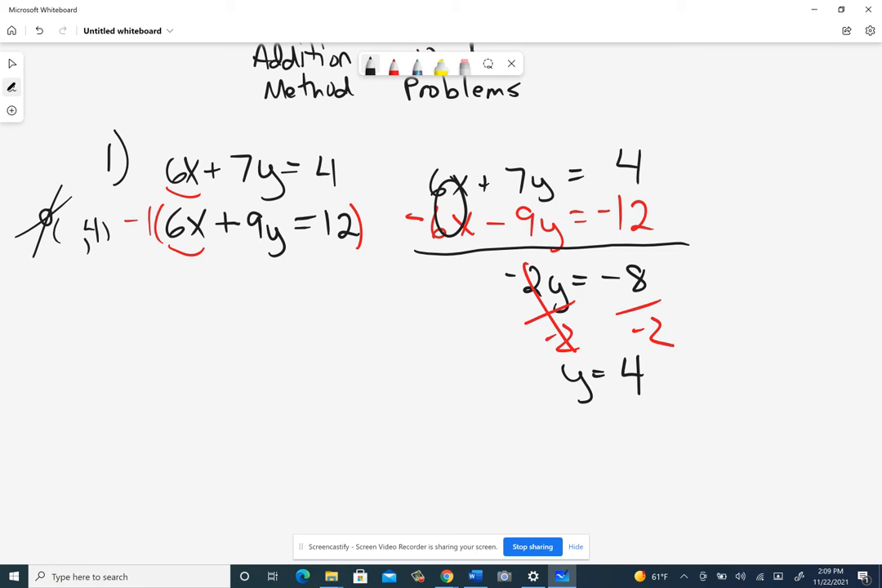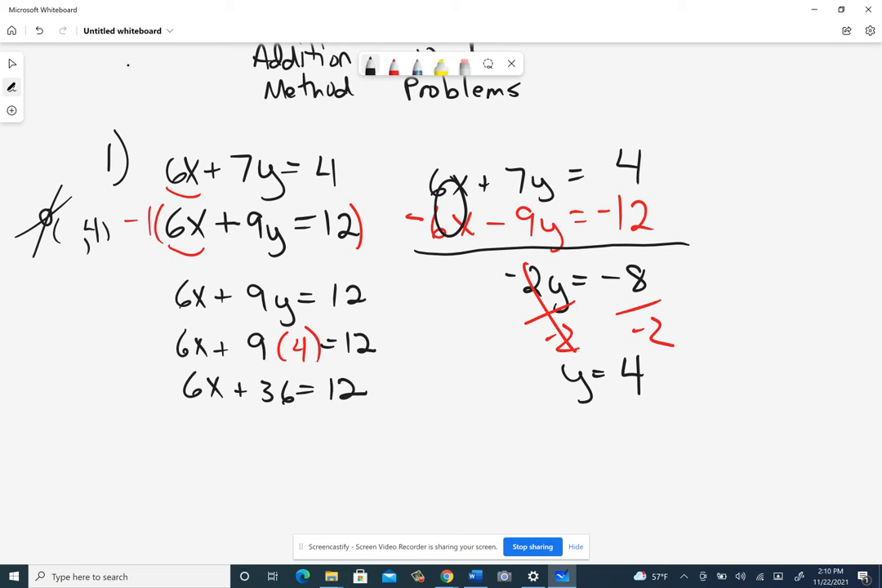So what we're going to do is go back to one of these equations. I'm just going to use the bottom one. It looks like it doesn't matter that much which one I use. I'm going to use the bottom equation and put the 4 in place of the y. The y is not there anymore. So you have 6x plus 36 is equal to 12. So you're going to solve that equation. I'm going to subtract 36, which gives me a negative 24 on the right.